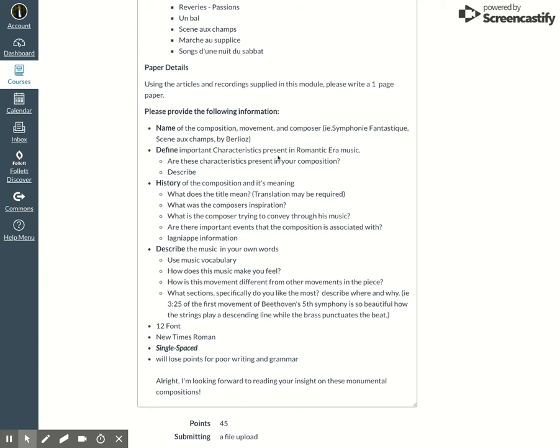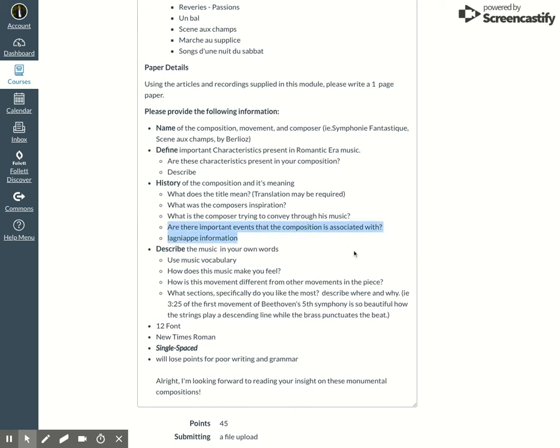Define the important characteristics presented in Romantic era music. Are these characteristics present in the composition that you chose? Describe the history of the composition and its meaning. What does the title mean? What was the composer's inspiration? What is the composer trying to convey, etc.?